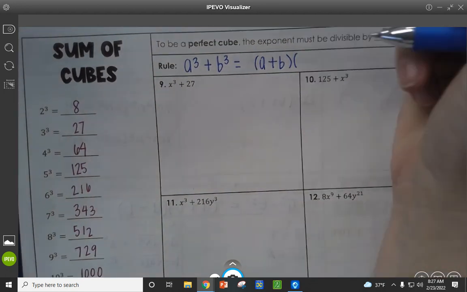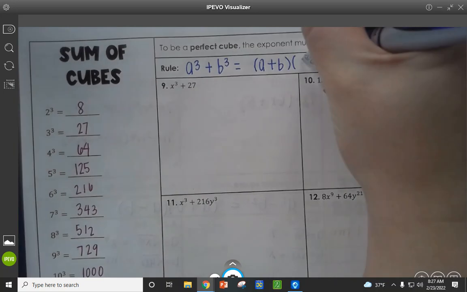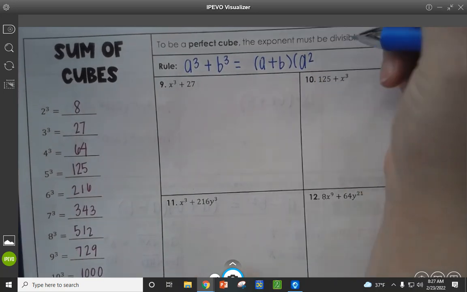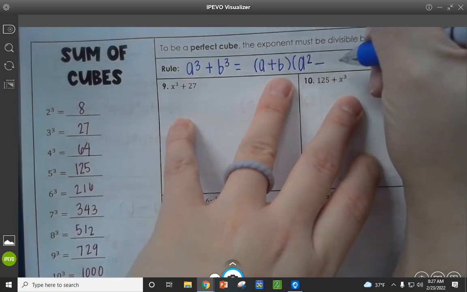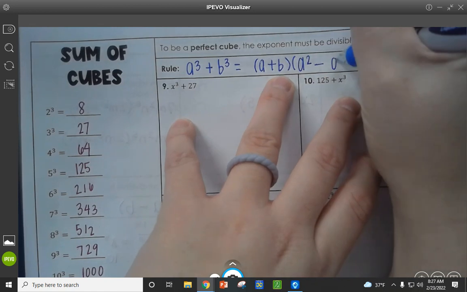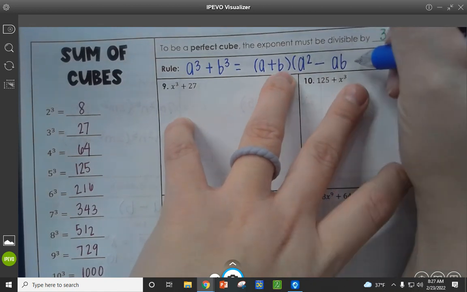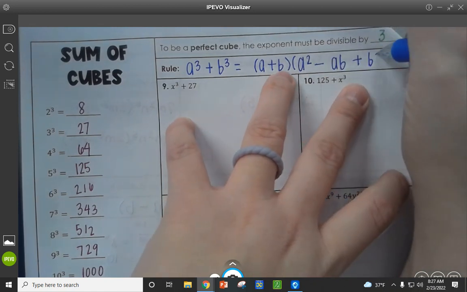And then in the other parentheses, it's a squared minus ab plus b squared.